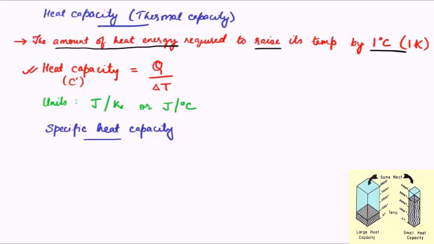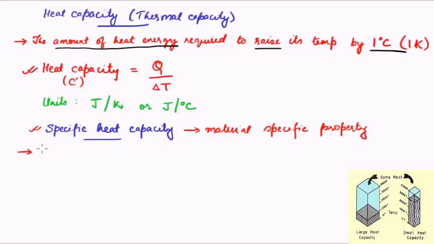Specific heat capacity is a material specific property. If you recall, I just touched upon this terminology briefly in the last lecture. Now let me first define what specific heat capacity is.